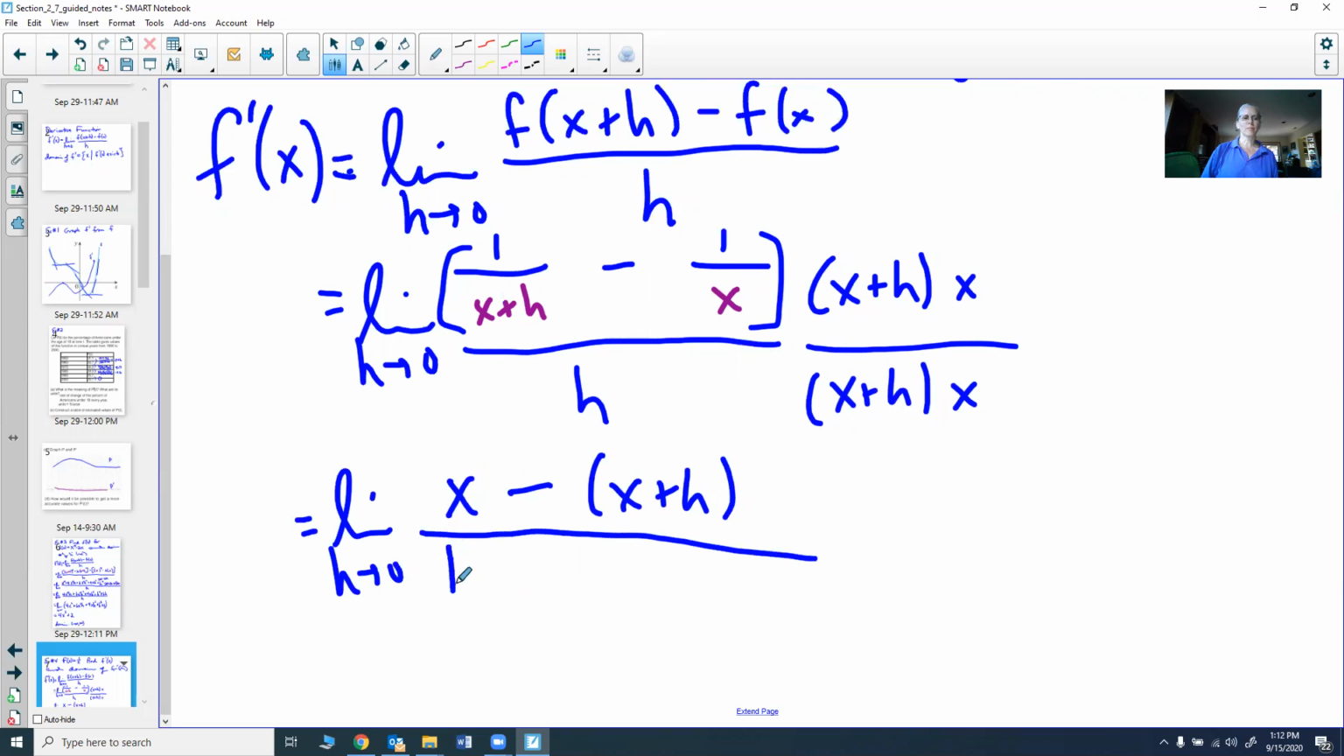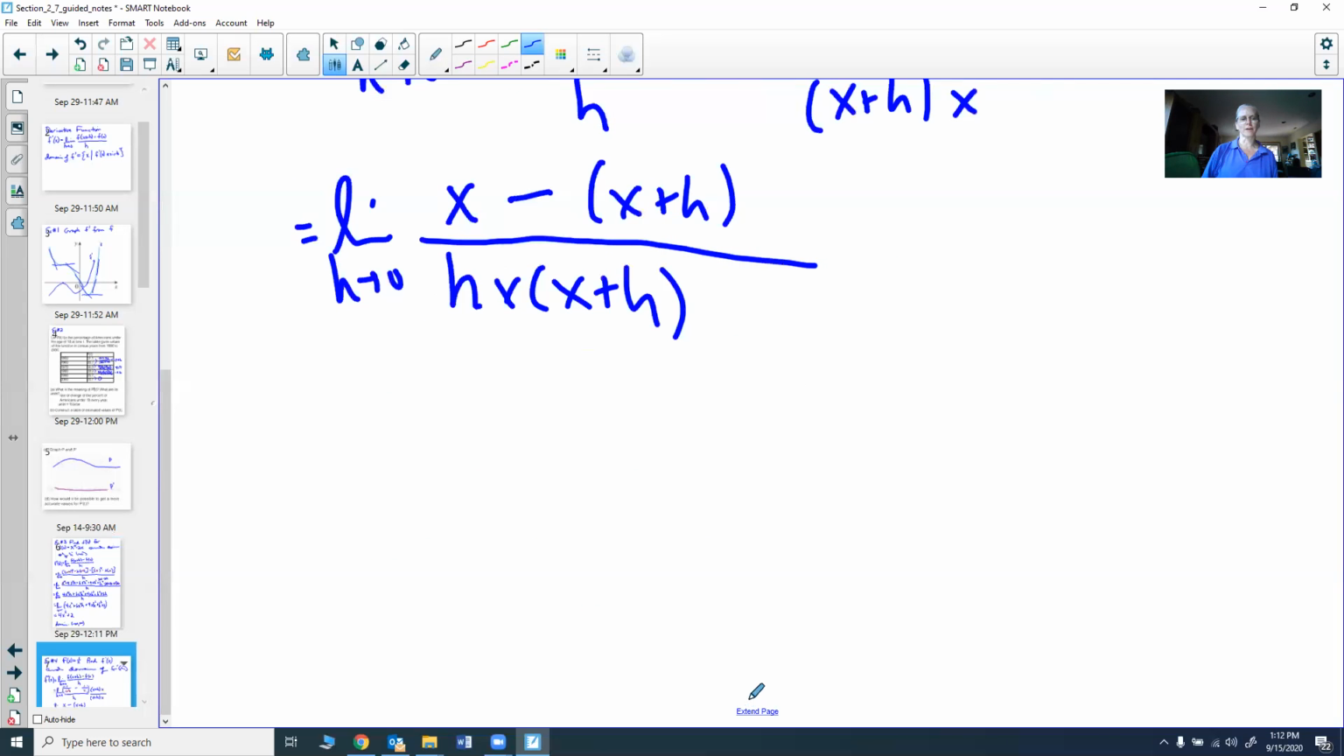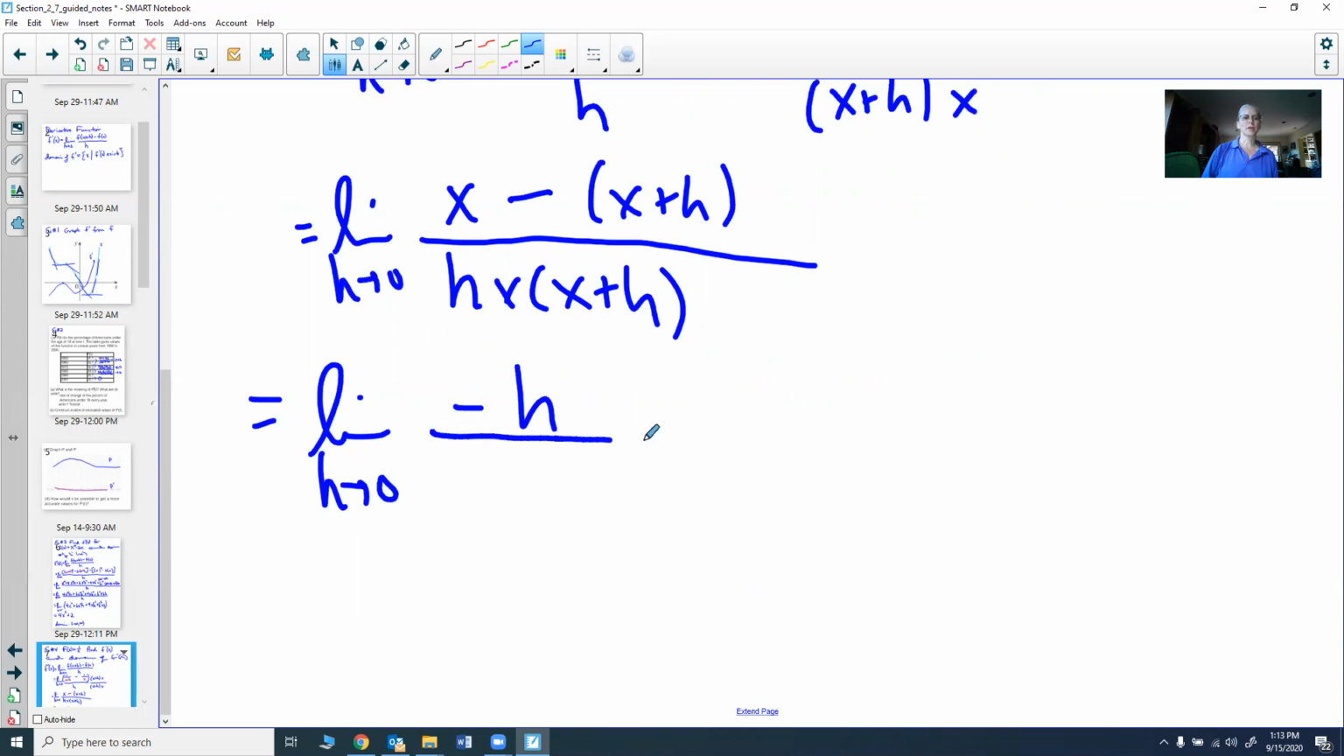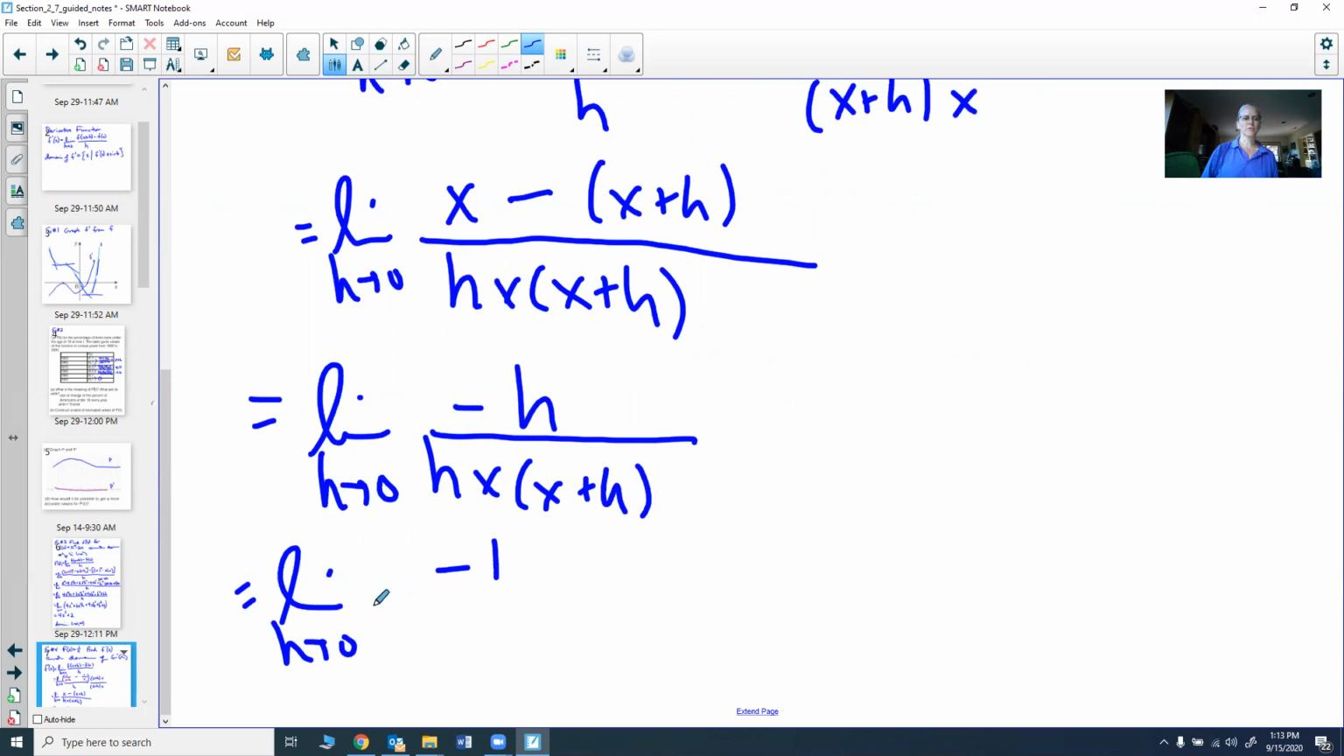In the bottom, again, I wouldn't multiply anything out. I would leave this unmultiplied because I'm going to have to factor and get rid of this h. If I multiply everything back, I'd have to get rid of it in the end. I'd have to factor again. So I'm not going to do that. Limit as h goes to 0. Collect like terms. X minus x is going to be 0. I'm going to have minus h in the top. Now I notice my h's will cancel. So I end up with the limit as h goes to 0 of minus 1 over x times x plus h. Now I can let h go to 0.